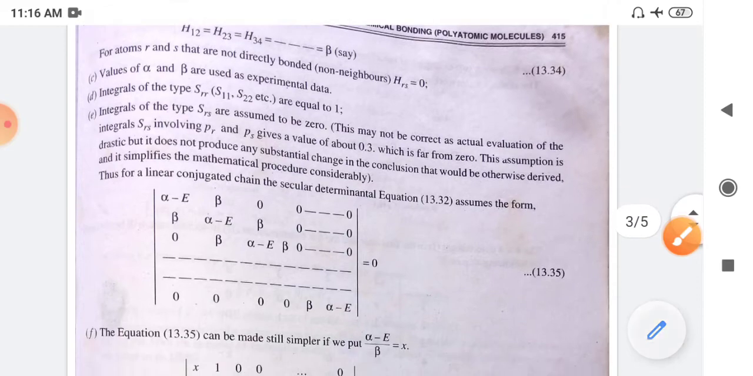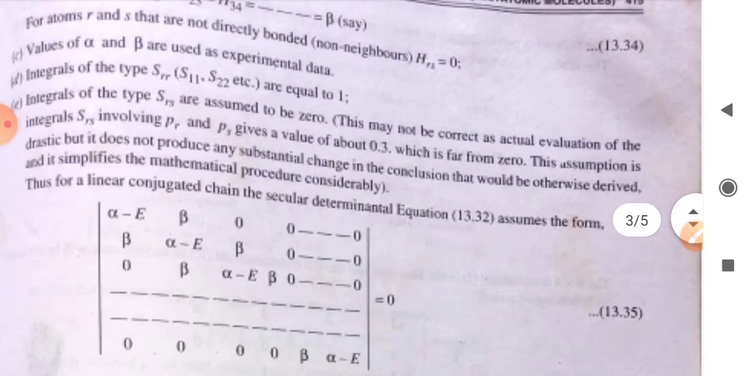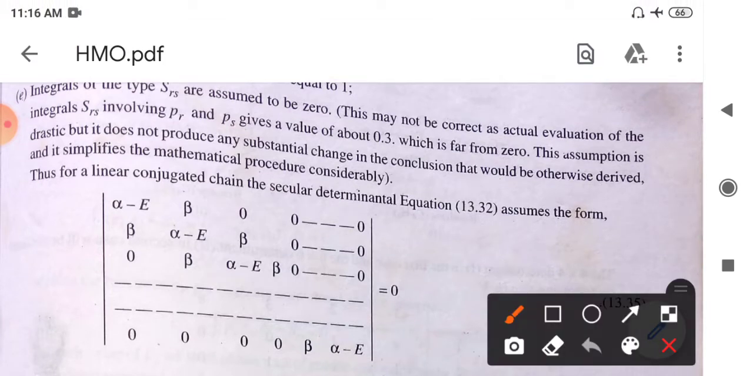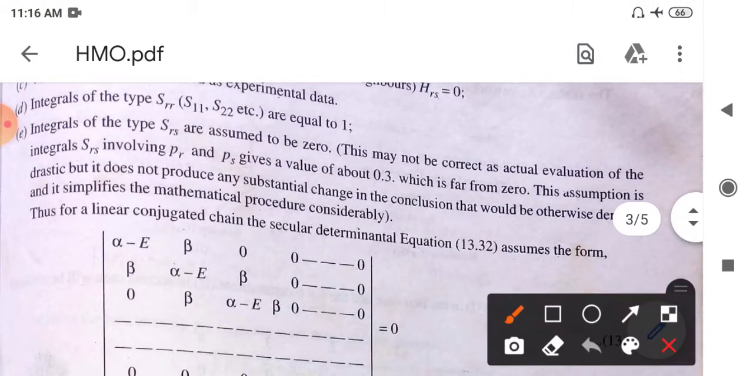Now the values of alpha and beta are assumed to be the experimental values. Now next is the case of the overlap integral. For the overlap integral of the type SRR, that is S11 or S22, meaning the same orbital overlap, it is assumed to be 1. So the overlap integral with respect to the same orbital is assumed to be 1, and the integral of the type SRS is equal to 0.